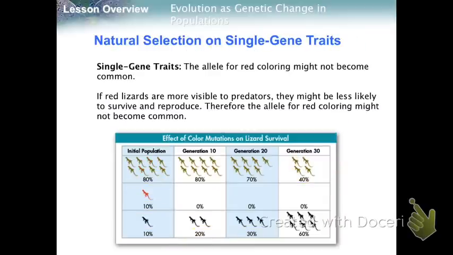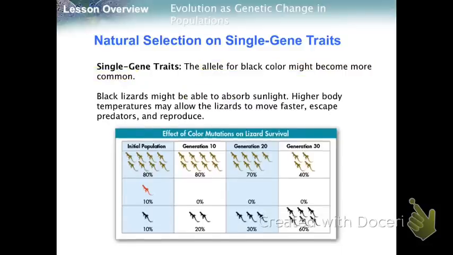A couple different possibilities. For instance, the allele for red coloring might not become common because they're more visible to predators. So if they are able to easily be picked out, they will be selected first by the predators. Their gene will not be passed on to the next generation if they're not given the opportunity to reproduce before they're eaten.